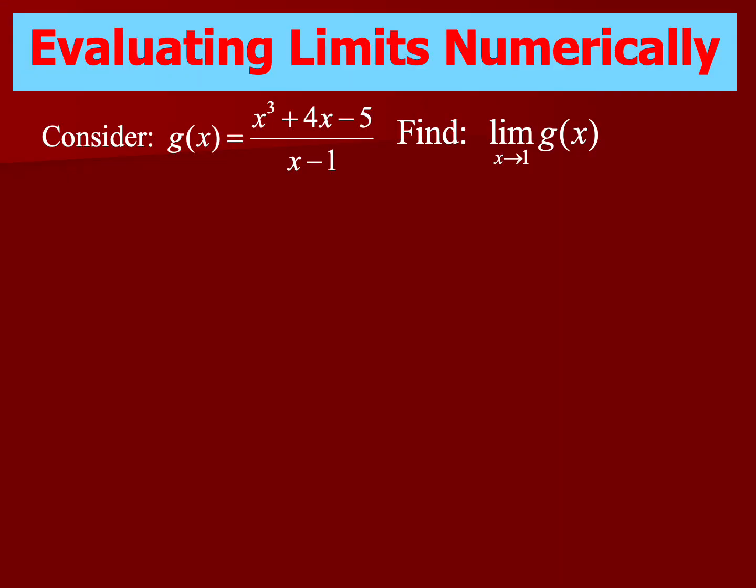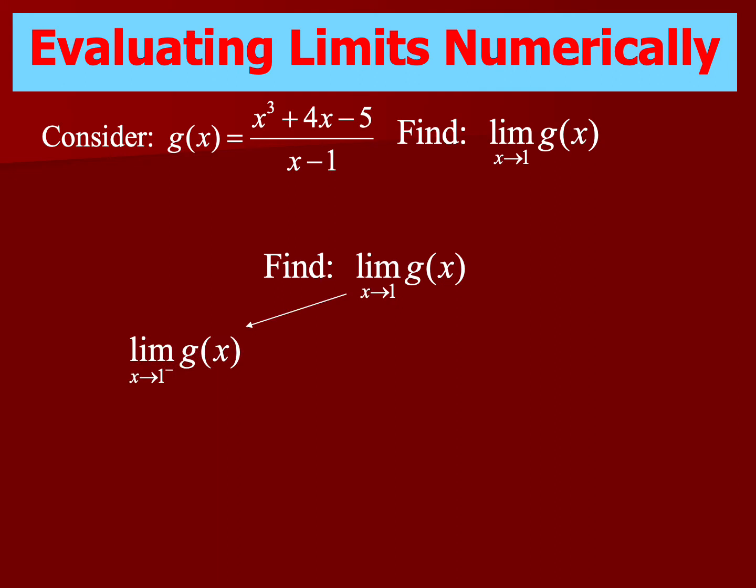If I want to evaluate this limit when x approaches 1, I have to study the limits from both sides. Let's start with the left side. If I take the limit when x goes to 1 from the left, I have to take values below 1, but they approach 1. And also from the right, I have to take values going closer and closer to 1 from the right, a little bit more than 1.